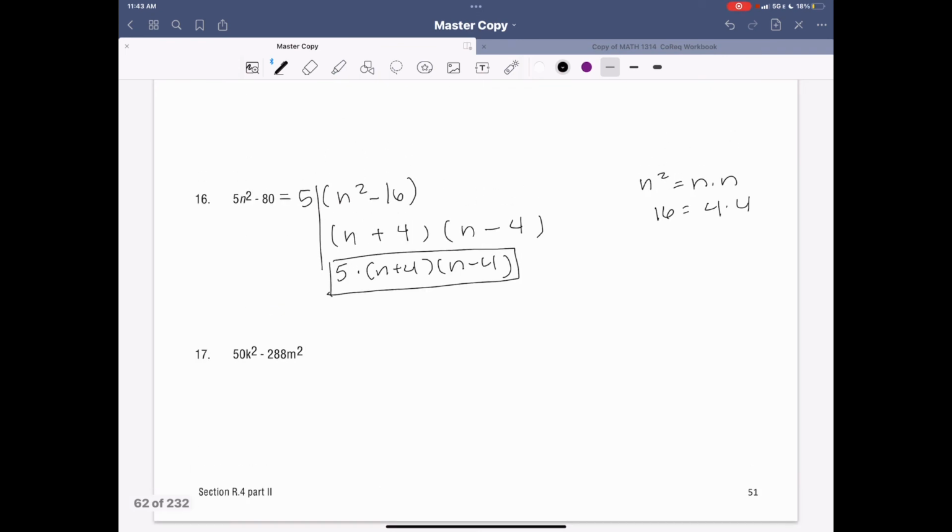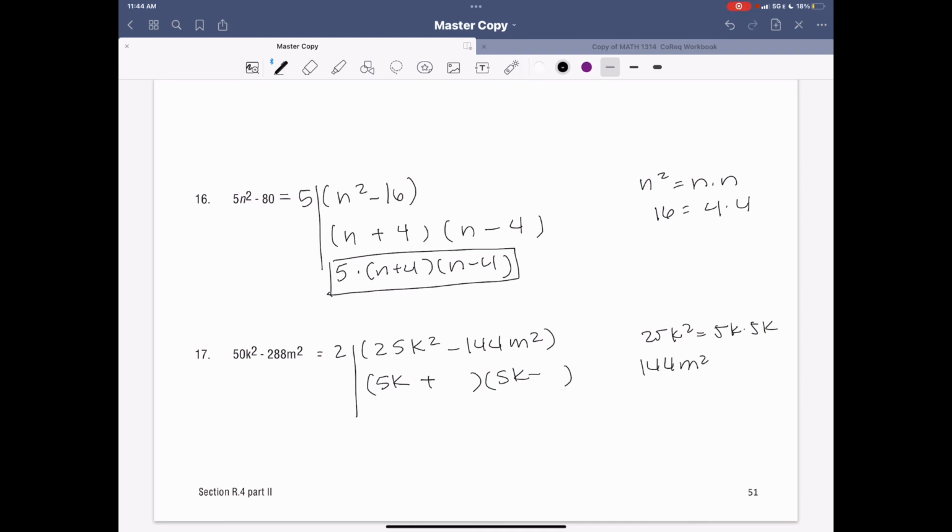Okay, so for number 17, our GCF is going to be 2. So 2 times 25k squared minus 144 m squared. I like to just keep it there. So set up our linear sentences. It's 25k squared, so that's going to be 5k times 5k. And then we have 144 m squared. That's going to be 12m times 12m.